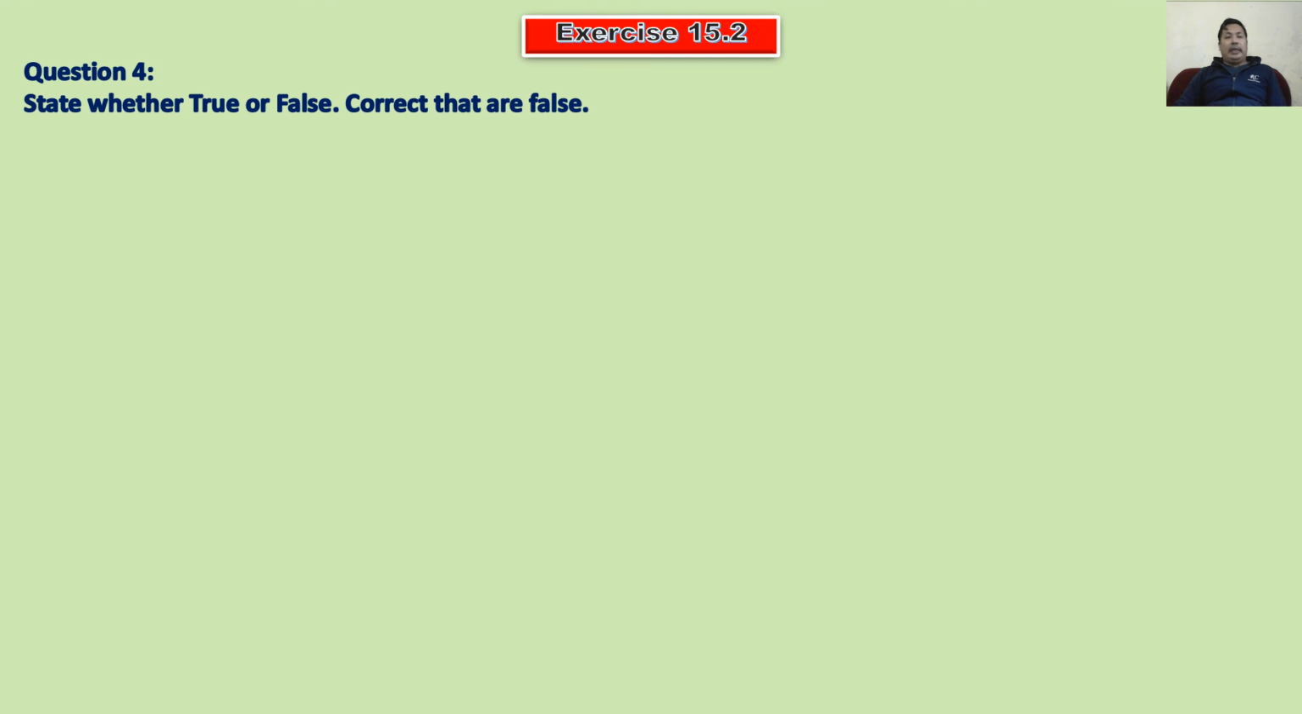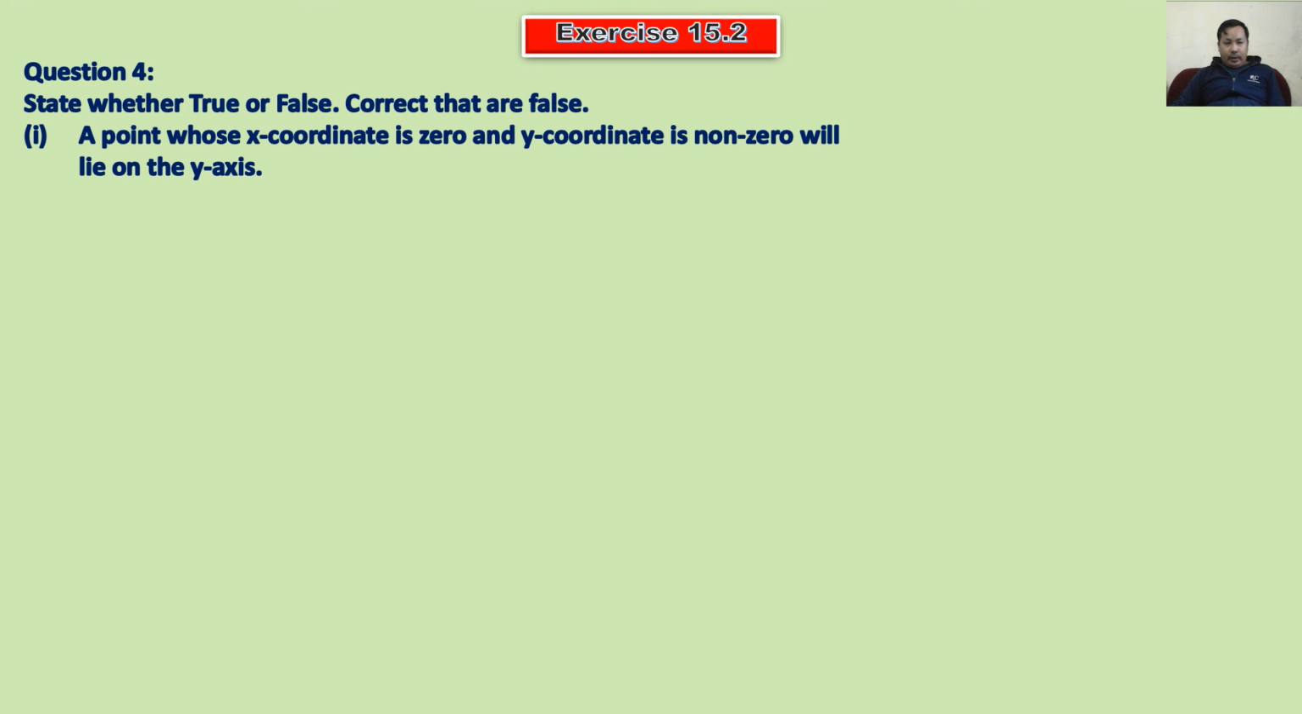Next we have question number 4. In question number 4, it is very simple. It is to state whether true or false only, and correct those that are false. Means we have to correct what is wrong here. Okay, let us see. Point Roman number 1. A point whose x coordinate is 0 and the y coordinate is non-zero will lie on the y-axis.